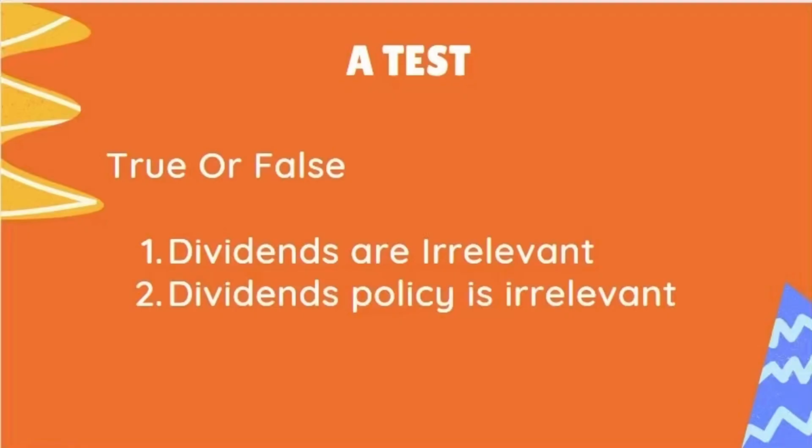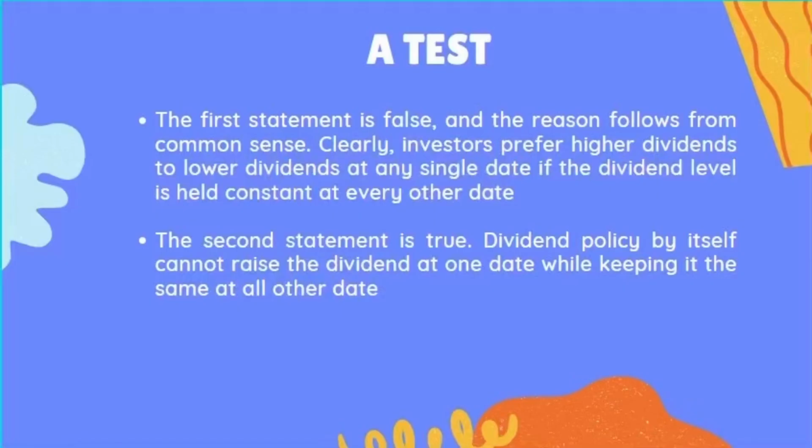To summarize our discussion, we consider the following true or false test questions. The first one is: true or false, dividends are irrelevant. And the second one is: true or false, dividend policy is irrelevant. To answer these questions, the first statement is false, and the reason follows from common sense. Clearly, investors prefer higher dividends to lower dividends at any single date if the dividend level is held constant at every other date. And for the second statement, it is true.